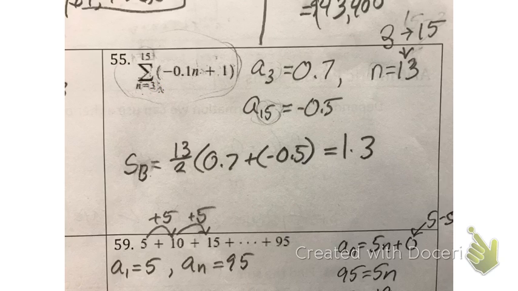If all else fails, if the earth is shattering and you can't do this, you're not 100% sure, just do this. 3, 4, 5, 6, 7, 8, 9, 10, 11, 12, 13, 14, 15. There are 13 terms. When all else fails, just ask yourself how many times you plugged it in.